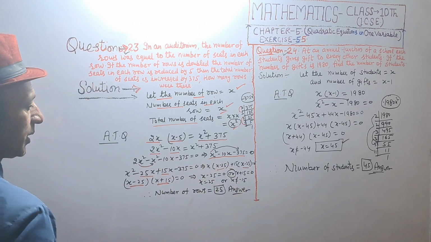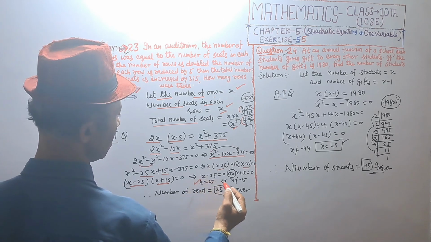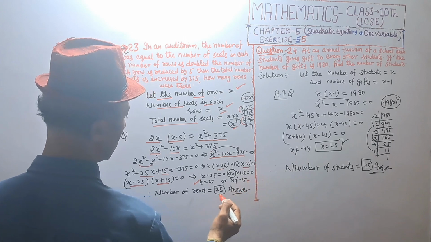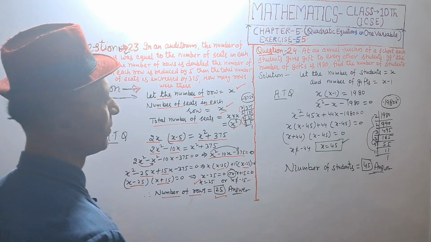Either x minus 25 equal to 0 or x plus 15 equal to 0. x is equal to 25 or x is equal to minus 15. So number of rows equal to 25, answer.